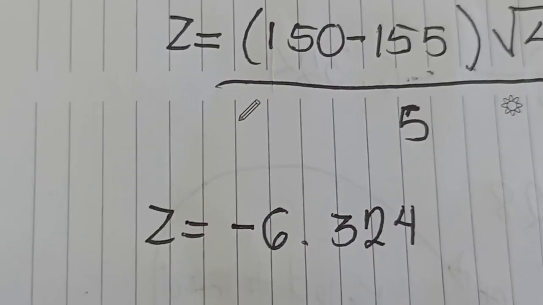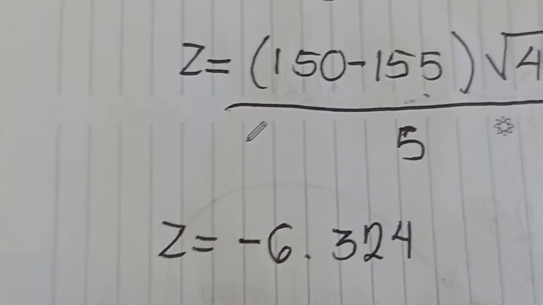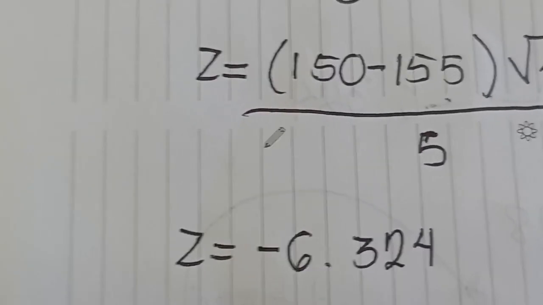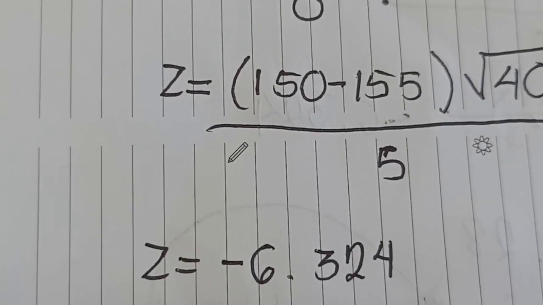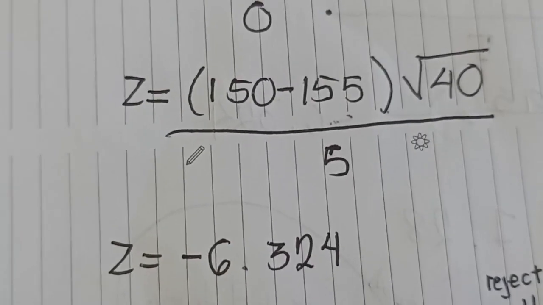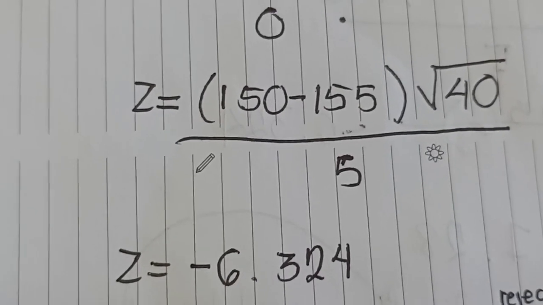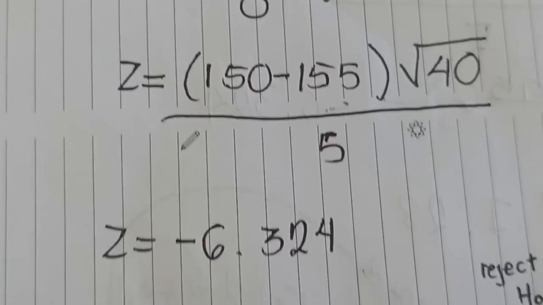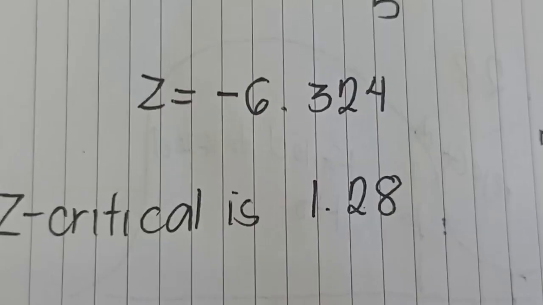Check the critical value. Check the type of test using the alternative hypothesis. Since our level of significance is 10% and our type of test is left-tailed, the critical value is negative 1.28.